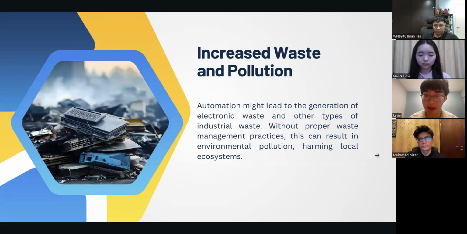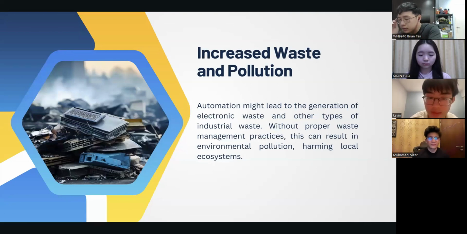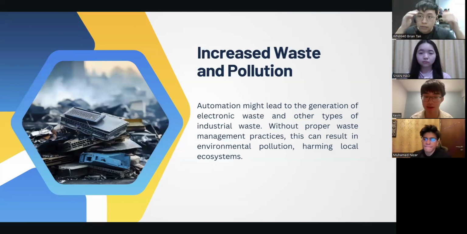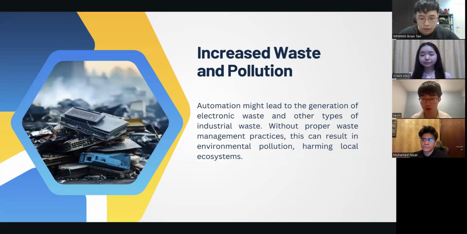Another issue that might arise from adopting automation is increased waste and pollution. Since automation might lead to the generation of electronic waste and other types of industrial waste. So for example, once a machine has broken down without proper management, these waste would just be dumped on landfills without any care. So now, without proper waste management practices, this can result in environmental pollution, and it could even harm local ecosystems.